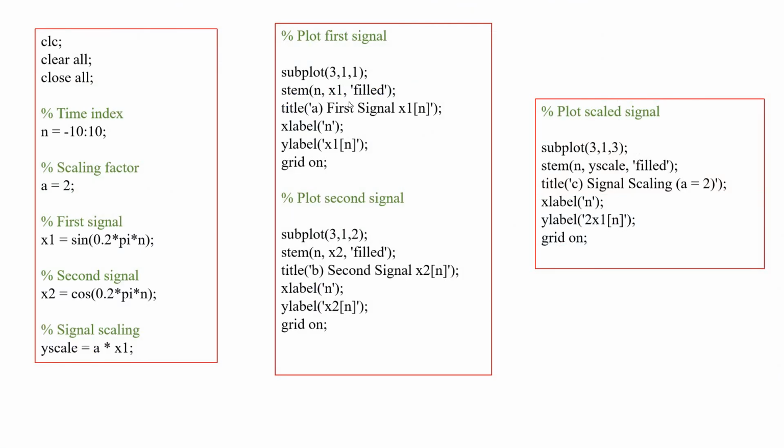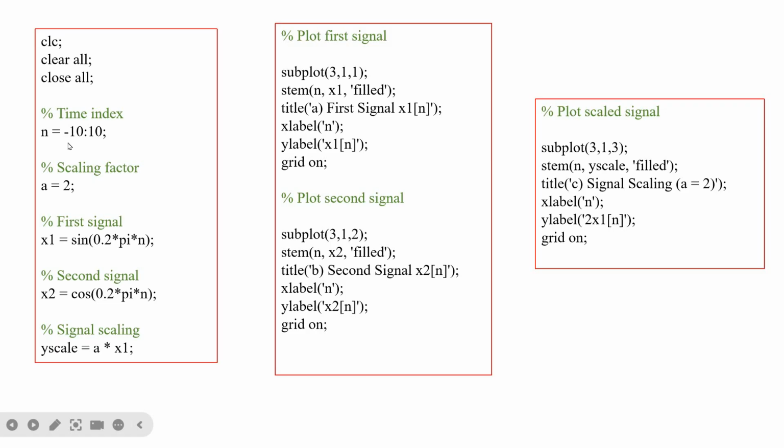So this is the program. We'll see the program step by step here. First is the CLC, which will clear the command window. Then clear all, which will remove all the variables from the workspace. And close all, it will close all the figure windows which are open. These commands ensure that the program starts with a clean MATLAB environment. So always you have to start your MATLAB programs with these three basic commands.